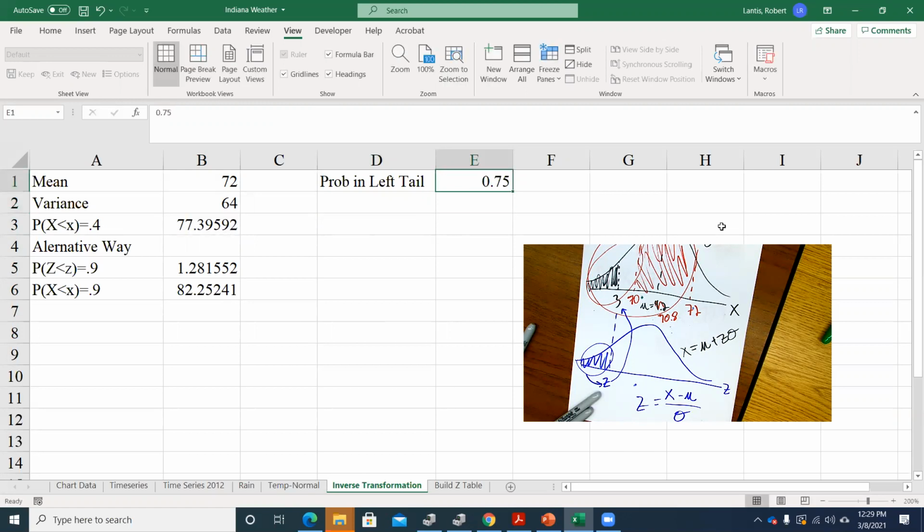What if I put in 0.5 here? What value should I get? So yeah, I get a z-score of 0, but when I convert that into my x value, it's just going to be my original mean. So sure enough, I get 72. Yep.